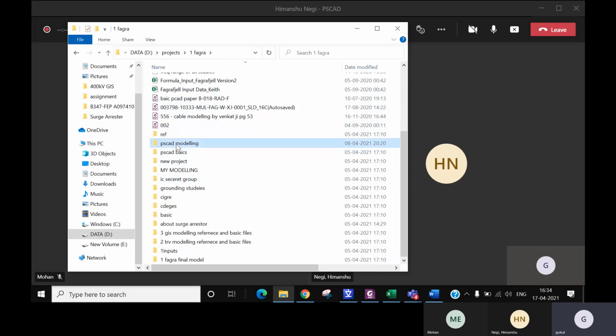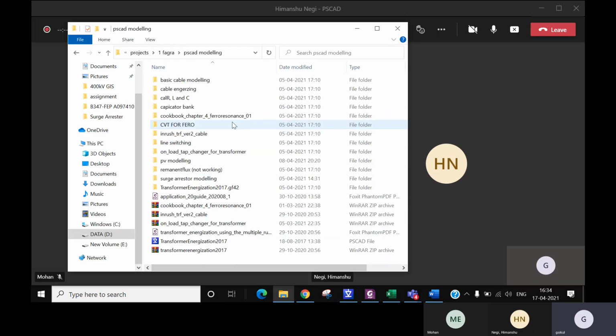PSCAD modeling. Ferro. CVT for ferro. Cable.